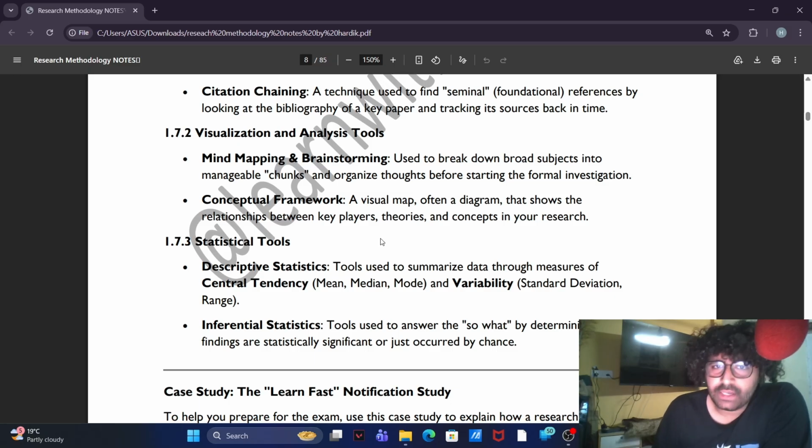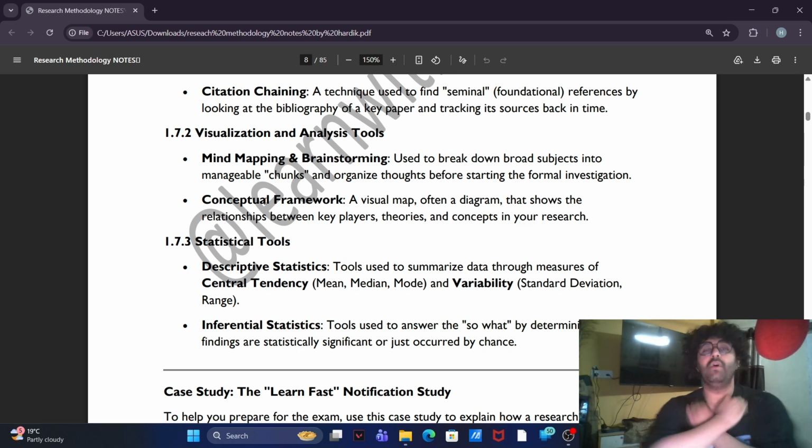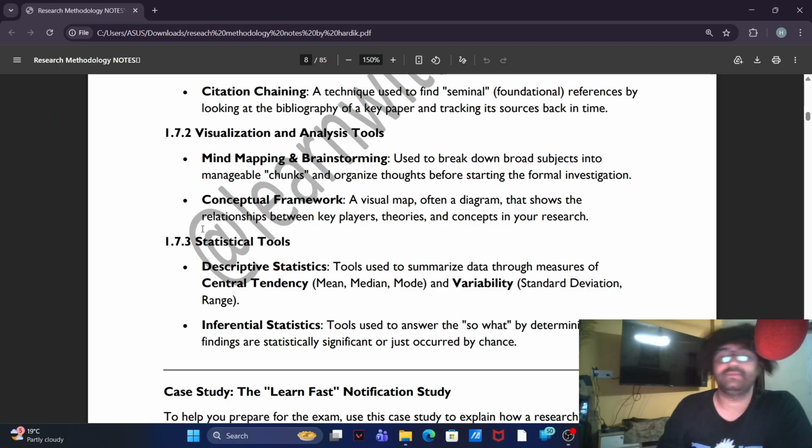Visualization and analysis tools. These are mind mapping and brainstorming, and conceptual framework. Let's discuss them one by one in detail. Mind mapping and brainstorming are used to break down broad subjects into manageable chunks and organize thoughts before starting the formal investigation.